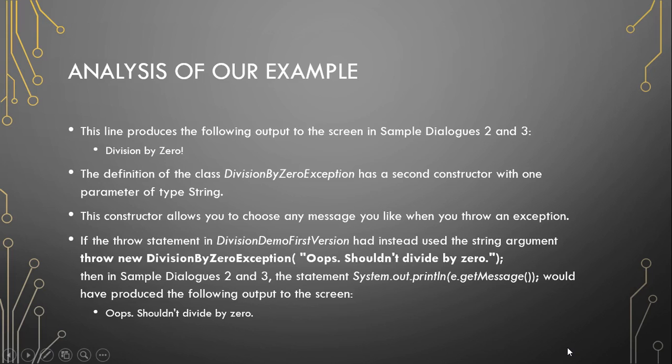If the throw statement in DivisionDemo first version had instead used the string argument, throw new DivisionByZeroException("Oops, shouldn't divide by zero"), then in sample dialogs 2 and 3, the statement System.out.println(e.getMessage()) would have produced the following output to the screen: "Oops, shouldn't divide by zero."